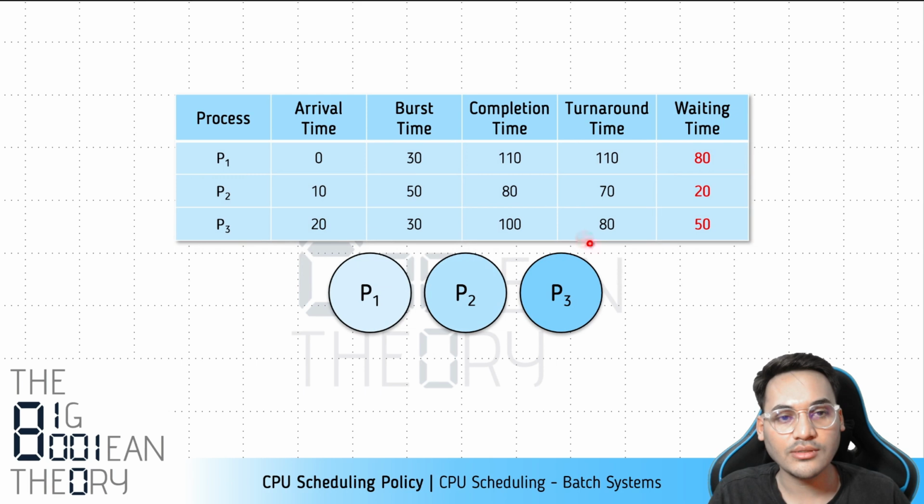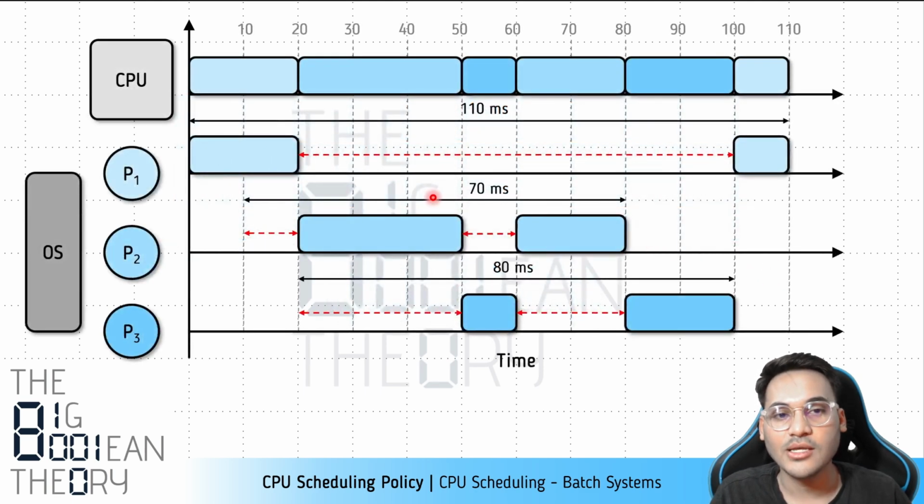Again, coming back to this example, we can just apply this formula, that is, we get the waiting time by subtracting the burst time from the turnaround time. So 110 minus 30, 80. 70 minus 50, 20. Similarly, 80 minus 30, 50. And let's also visualize these waiting times. We already discussed this, but let me also show it once again on the Gantt chart. You can see for process P1, the entire turnaround time is 110, out of which 30 it is spending on execution.